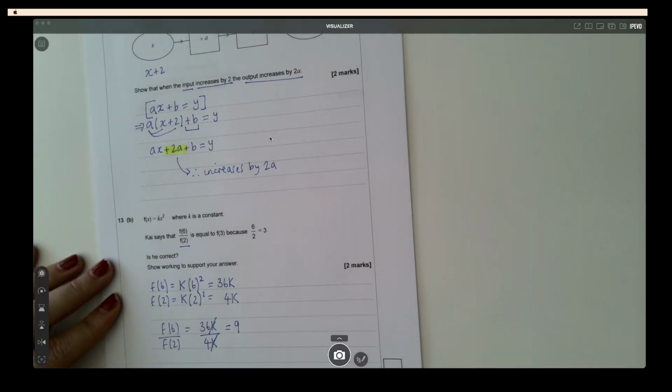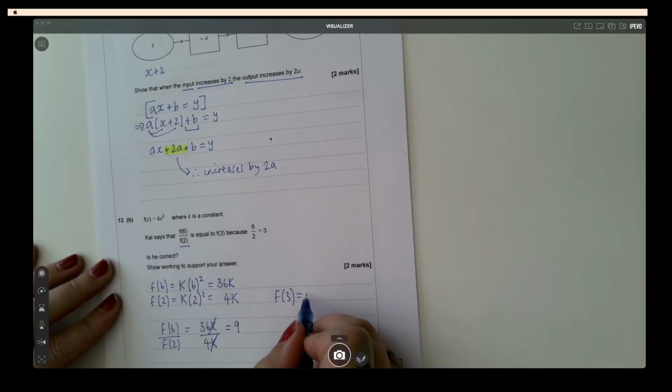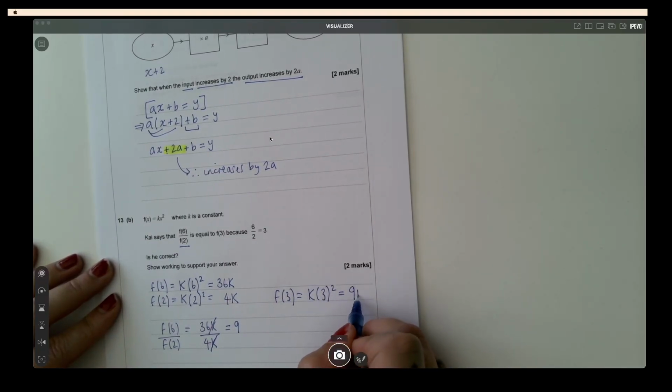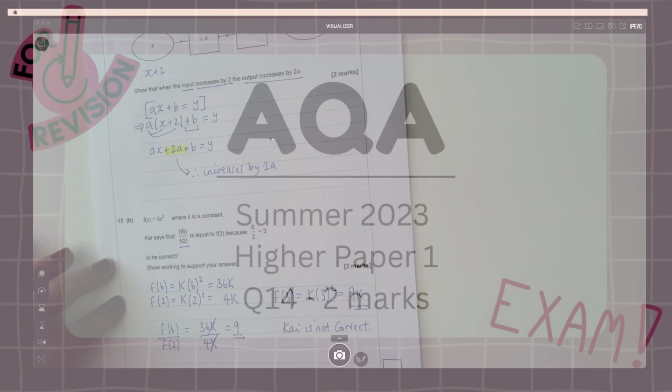Let's figure out what f of 3 is. So k times 3 squared, which equals 9k. So f of 6 divided by f of 2 is 9. f of 3 is 9k. So Kai is not correct. They don't match.